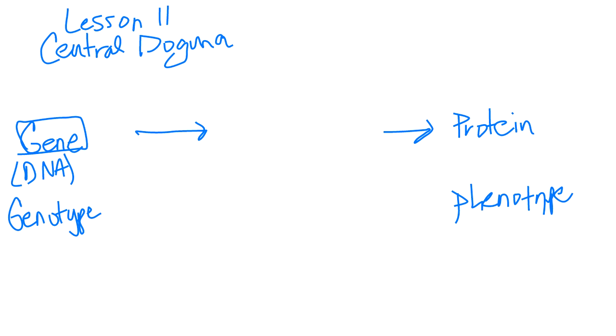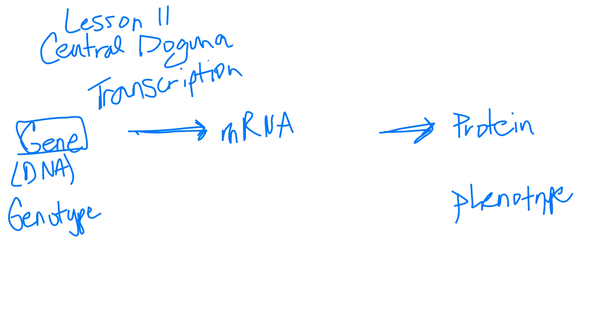It turns out that there's an intermediary, a middleman in this process, and the middleman is a special type of RNA called mRNA, or messenger RNA. I've drawn two arrows there. The first arrow gets us from the DNA to the mRNA, and the second arrow gets us from the mRNA to the protein. This first process is called transcription, and the second part is called translation.